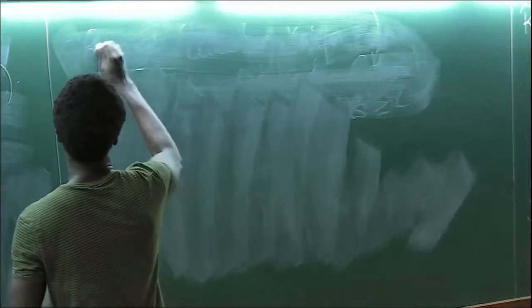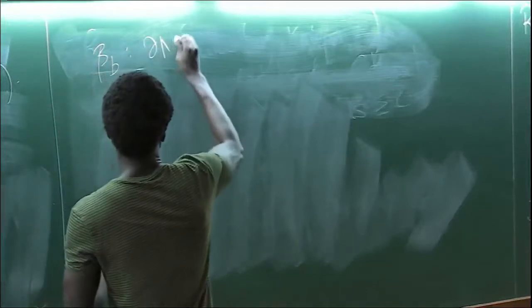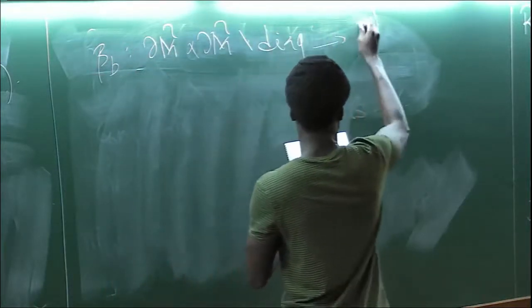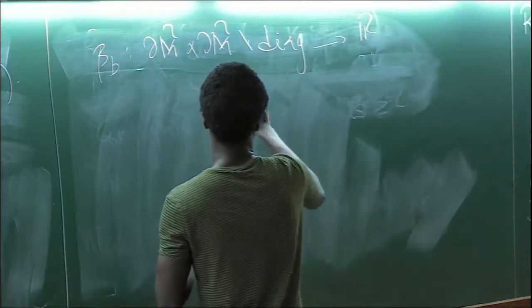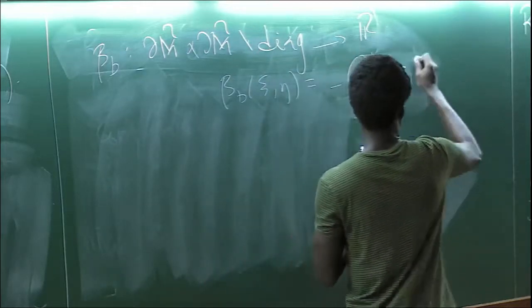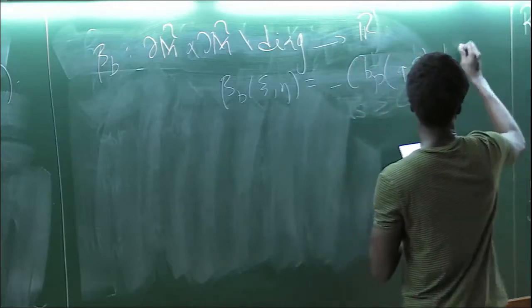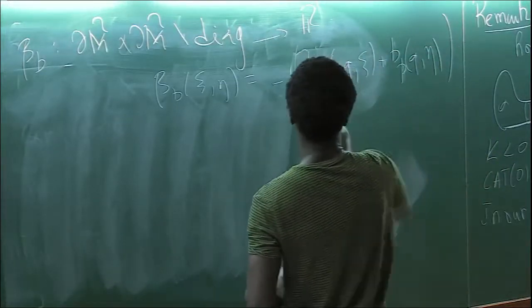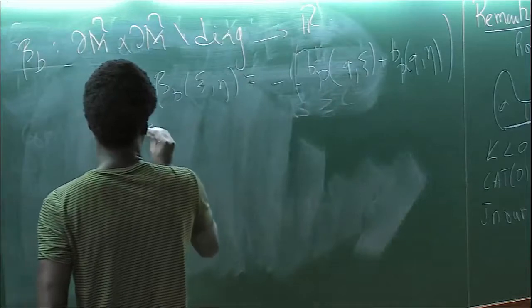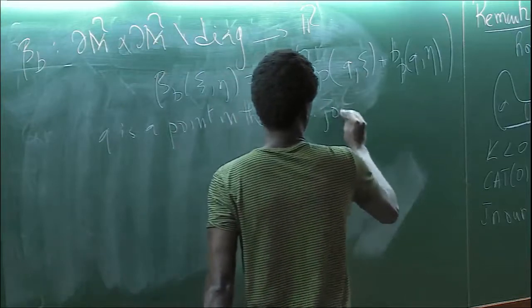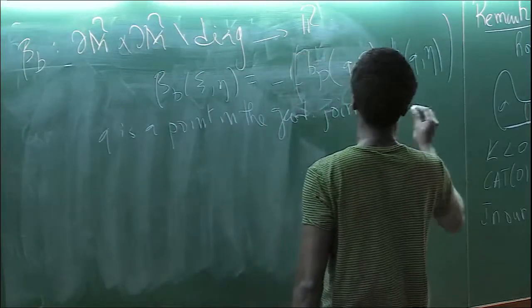So let me just define this function. There is this function, beta_P, which is just a notation, defined on the boundary minus the diagonal to R, by beta_P(psi, eta) equals minus B_P(Q, psi) plus B_P(Q, eta), where Q is a point, which can be any point on the geodesic joining psi to eta.